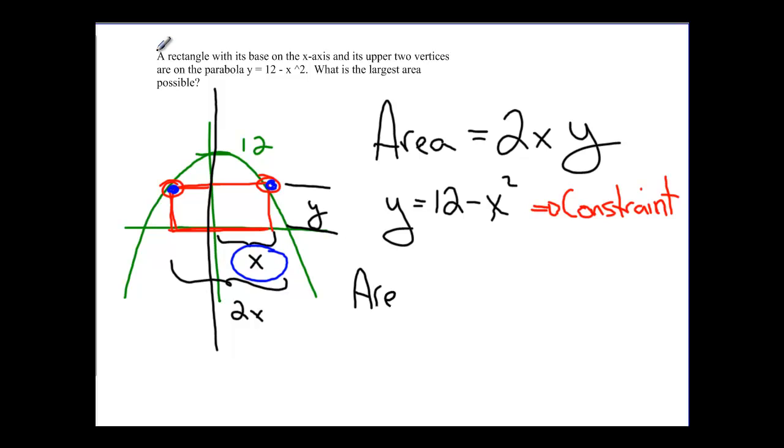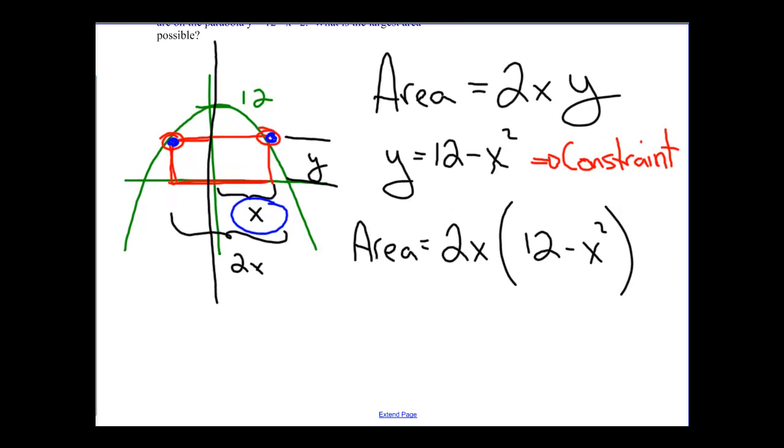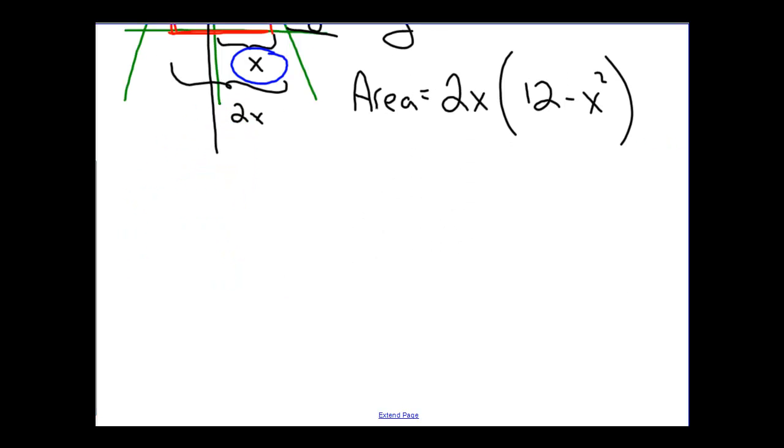So I'm going to go ahead and write then that the area is equal to 2 times x. Now instead of y, we'll simply write 12 minus x squared. So here's a formula now for our area. We can go ahead and find the derivative of this area function. You could go through and distribute things here. I'm going to go ahead and just use the product rule.